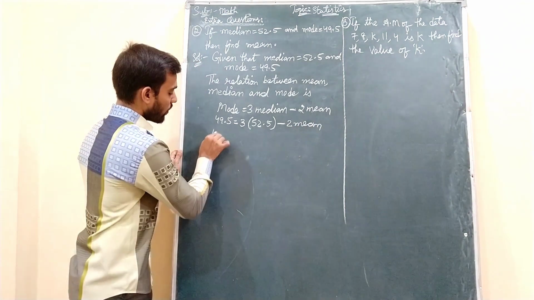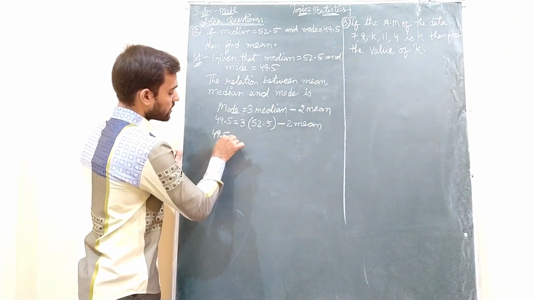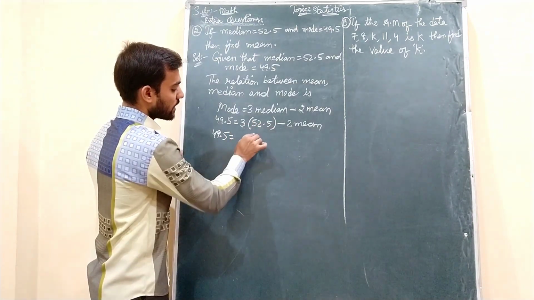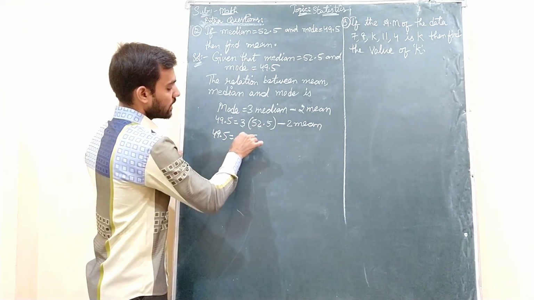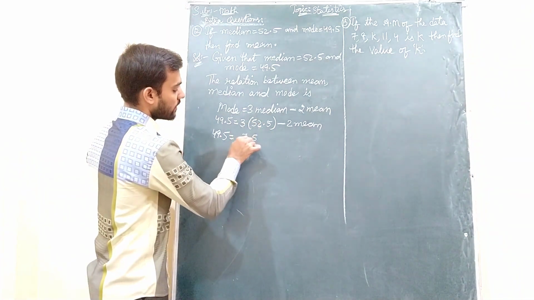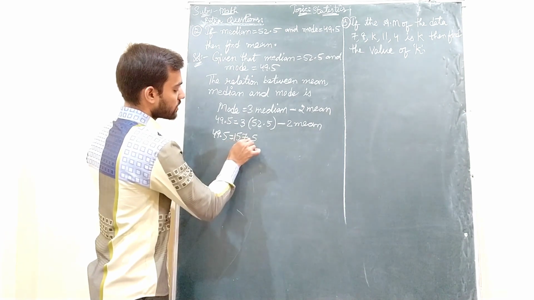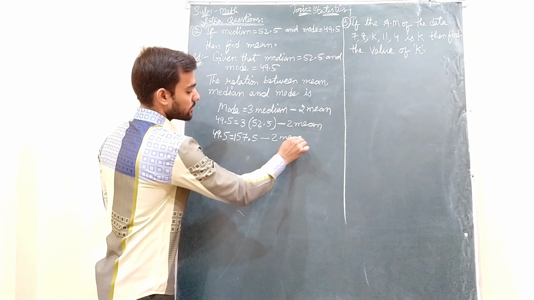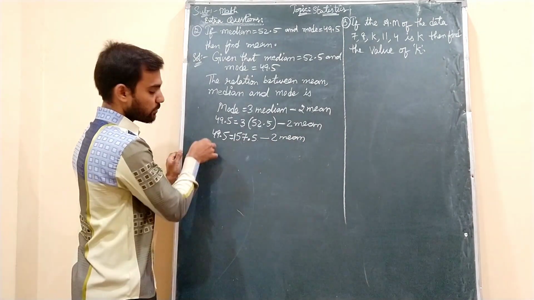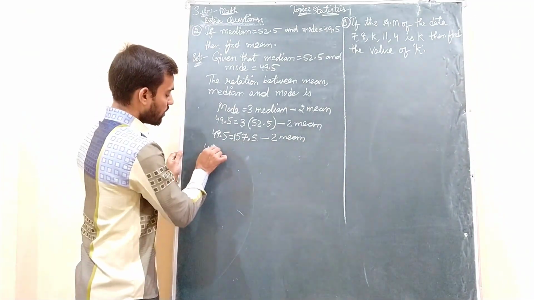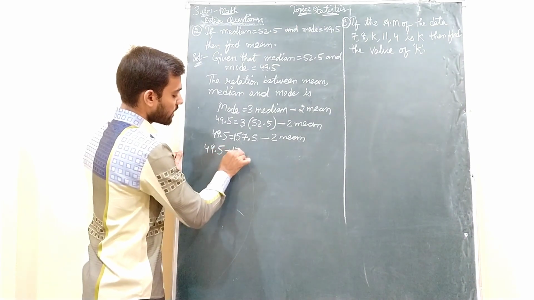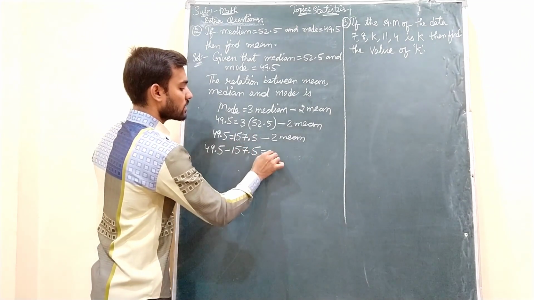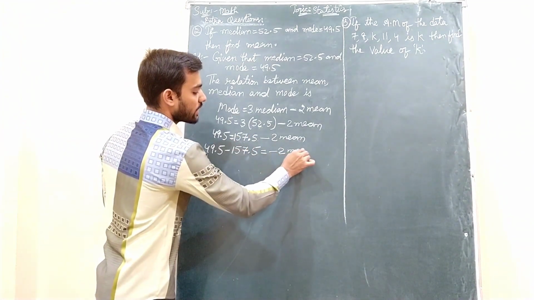Now see, students, 49.5 equals 3 into 52.5 you have to do. So when you multiply them, 3 5s are 15, you will get 1 carry, 3 2s are 6 plus 1 carry is 7, and then 3 5s are 15. So you got 157.5 minus 2 mean remains as it is. Then this 157.5 we need to take towards the left hand side: 49.5 minus 157.5. Right side, what remains, students, after transposing? It remains minus 2 mean on the right hand side.